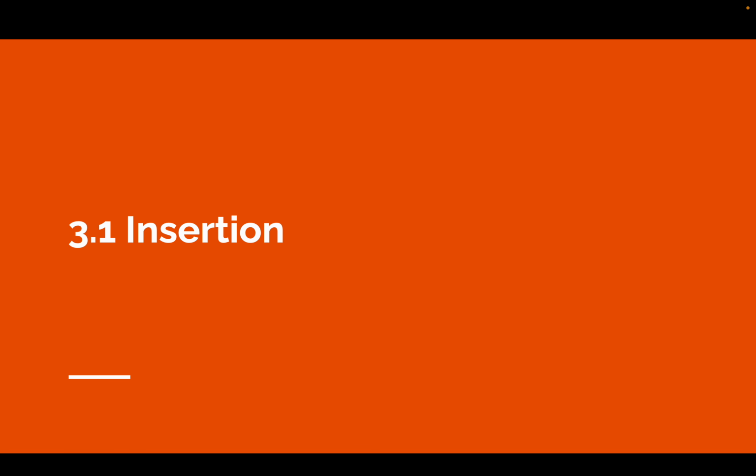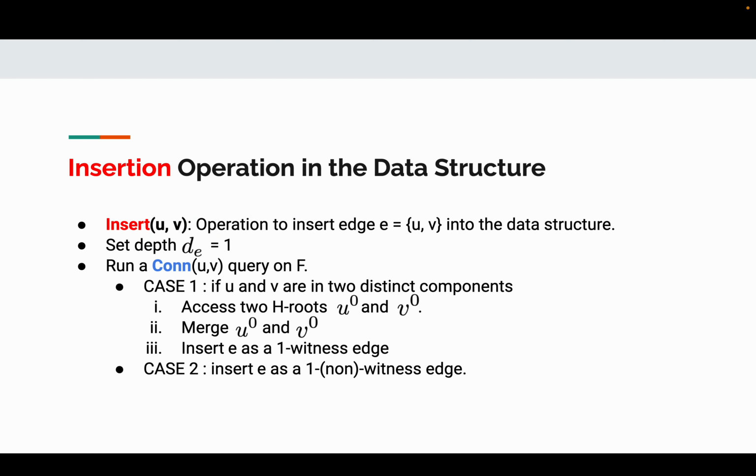As we know, there are three operations: insertion, deletion, and connectivity query. For insertion, we insert (u, v), meaning that we want to insert an edge connecting u and v. This operation adds an edge to our data structure. We start by setting the depth of the edge to, of course, 1. This is the initial step for all insertions.